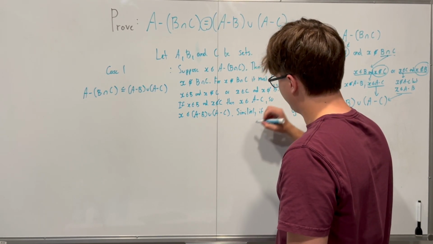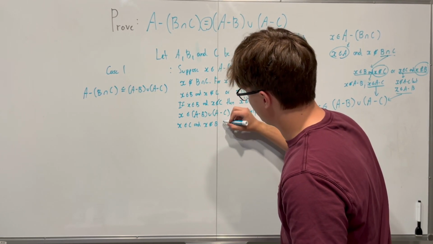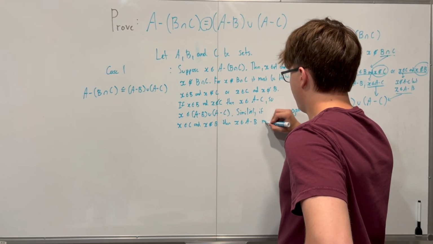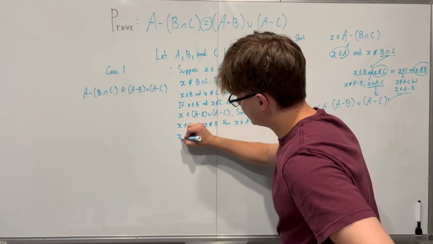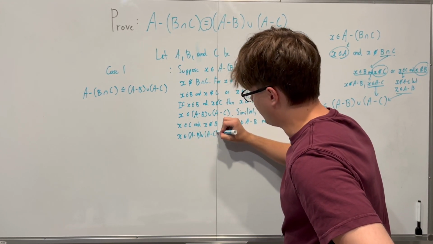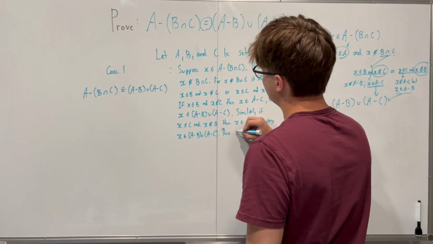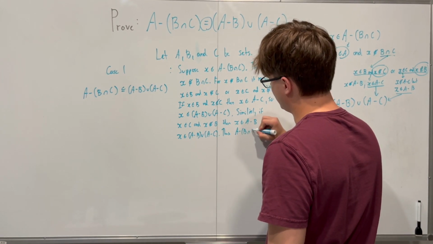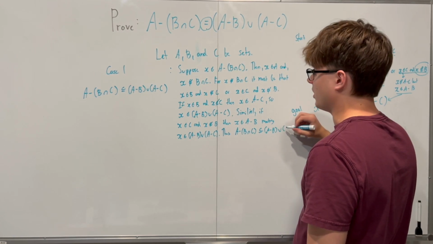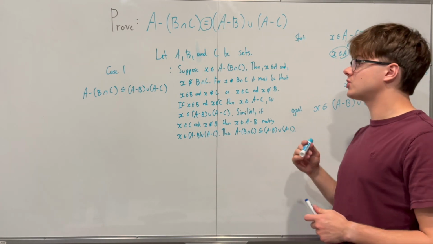similarly, if x is an element of C and not an element of B, then x is going to be an element of A minus B, making x an element of A minus B unioned with A minus C. Fantastic. And now we can conclude that thus A minus B intersect C is a subset of A minus B unioned with A minus C. Okay, so we've shown the first case to be true. Now let's try the second case.